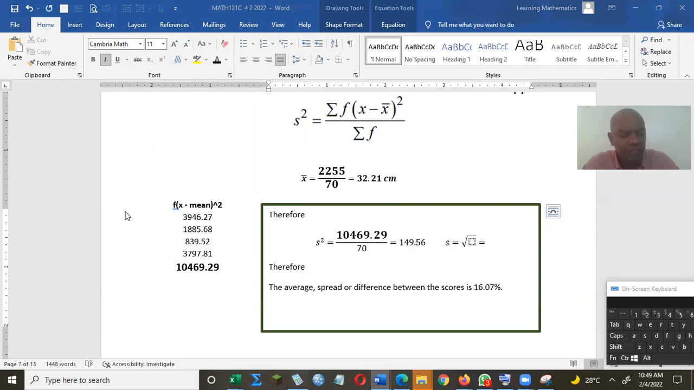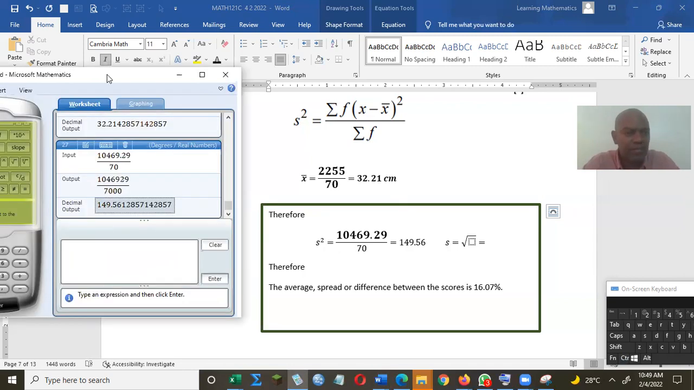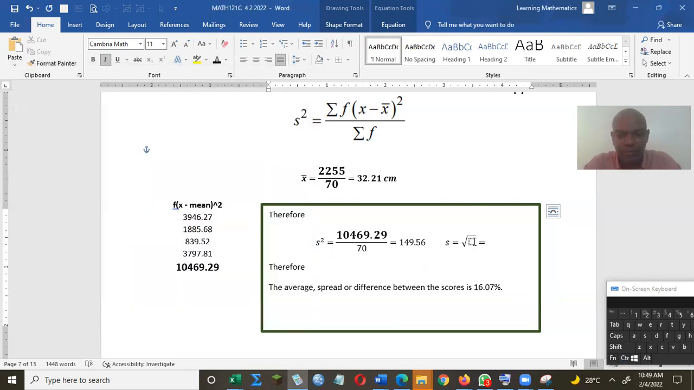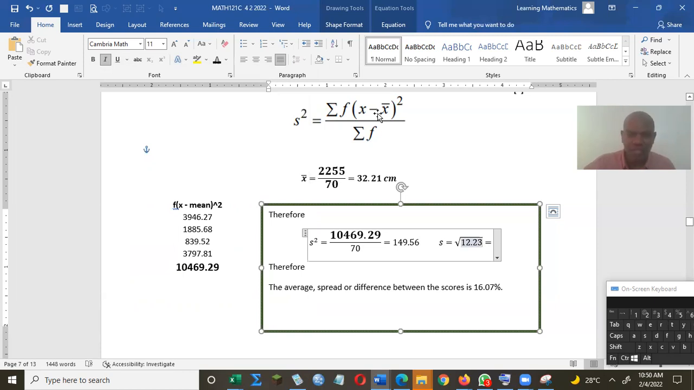Square root thereof will give us the standard deviation, a measurement as to how different the values are from each other. 12.23. Okay, so this is like a measurement of how different the values are using the mean as a reference point, you see? So the reference point is the mean. You subtract each value from the mean. You square those numbers to cancel out the negative sign. You add them up, and then you divide by the total number of values to give you an average. Okay?